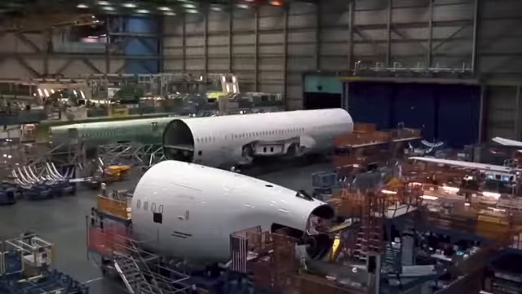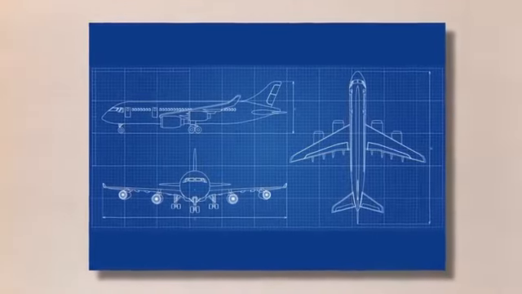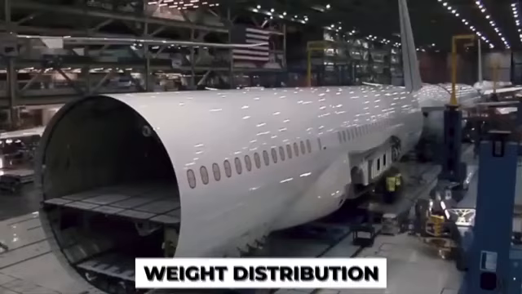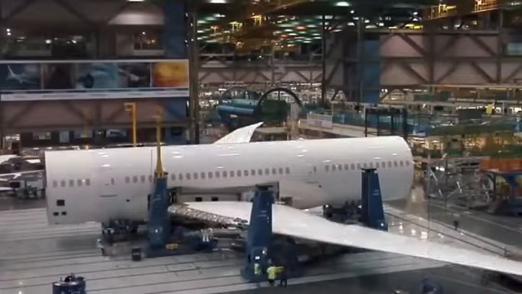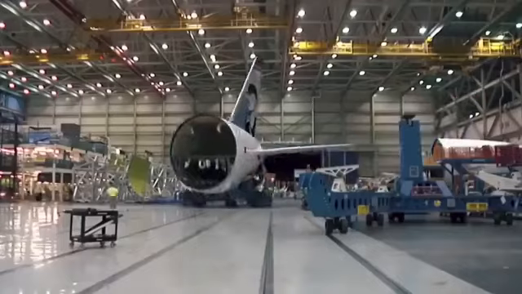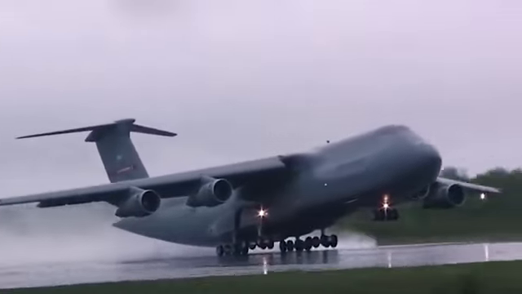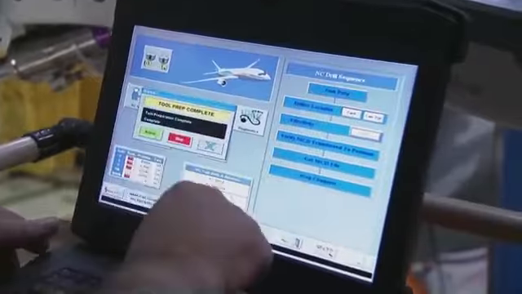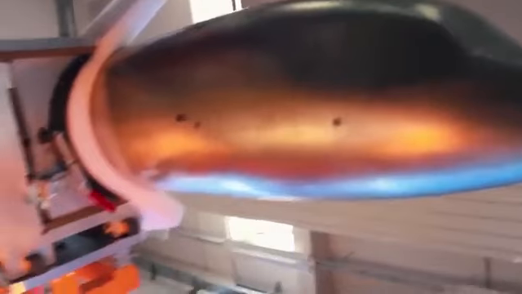Engineers and designers work together to create a blueprint for the airplane, taking into consideration factors such as aerodynamics, weight distribution, and safety. This phase is crucial, as any mistakes or oversights at this stage could have serious consequences later on in the manufacturing process. One of the most important aspects of airplane design is aerodynamics. Engineers use computer simulations and wind tunnels to test and refine the design, ensuring that the airplane will be able to fly efficiently and safely.